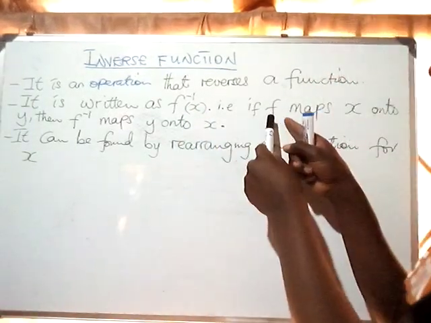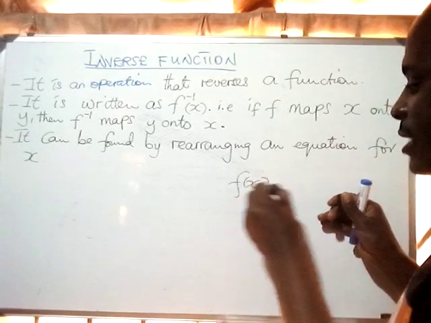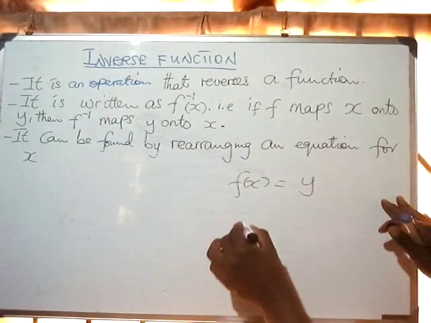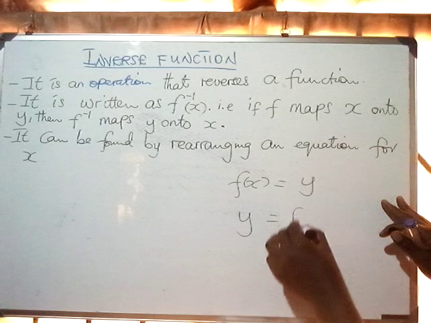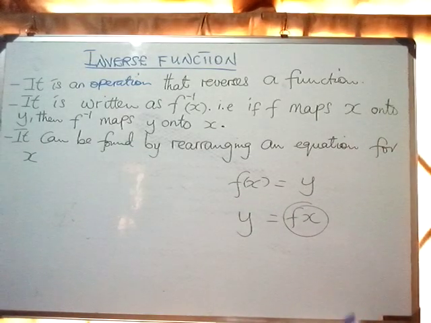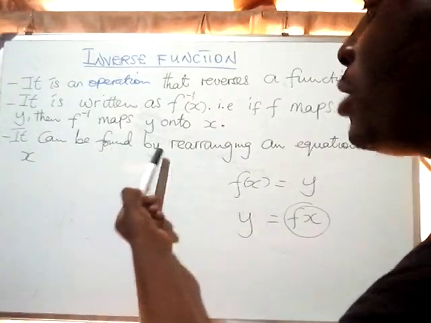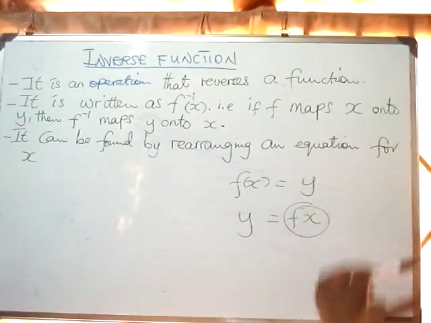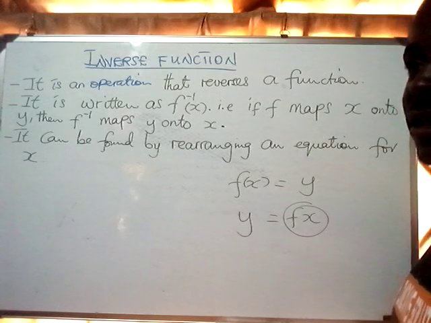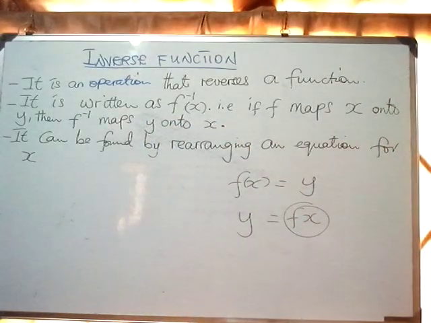If the function is that f of x is equal to y, then the inverse will be y is equal to f of x. It is the reverse of the function. What else? It can be found by rearranging an equation for x. It is found by rearranging the equation for x.